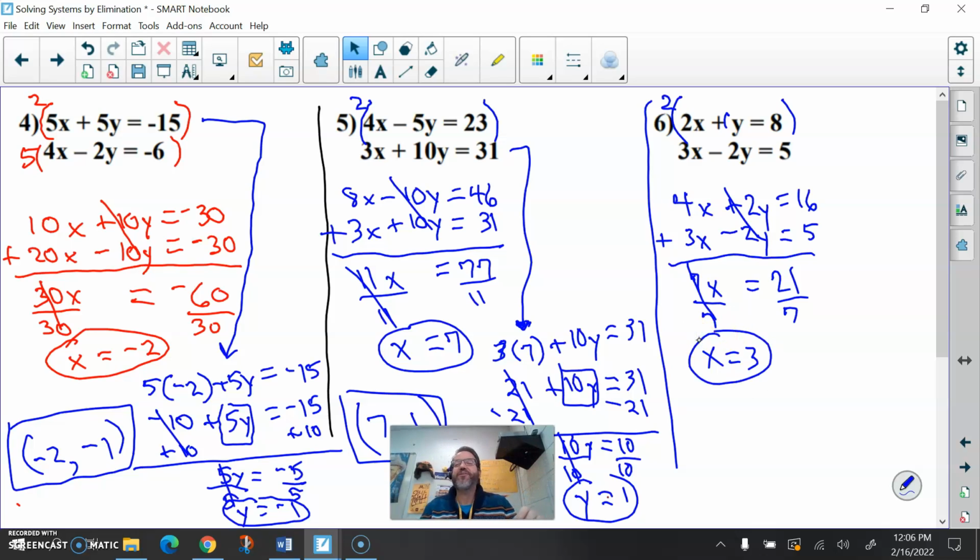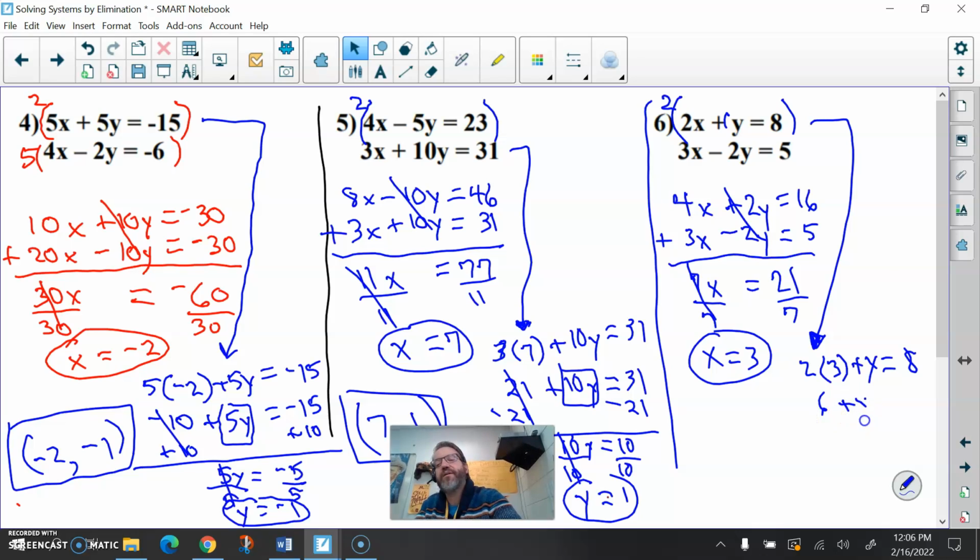Nice. Now that I know that, I can find y pretty easily. And I would definitely use my top equation, 2x plus y equals 8. See that plus sign in front of the y? That's why I want to use that one. The second one has a minus in front of the 2y there. That's not as nice. Anyway, 2x, that's 2 times 3, plus y equals 8. All right, 2 times 3 is 6. 6 plus y equals 8.